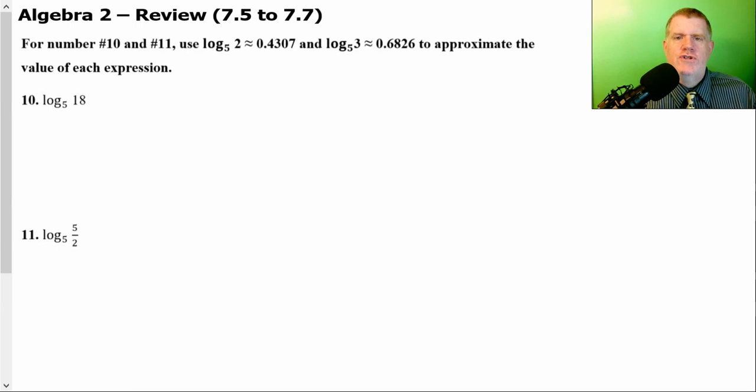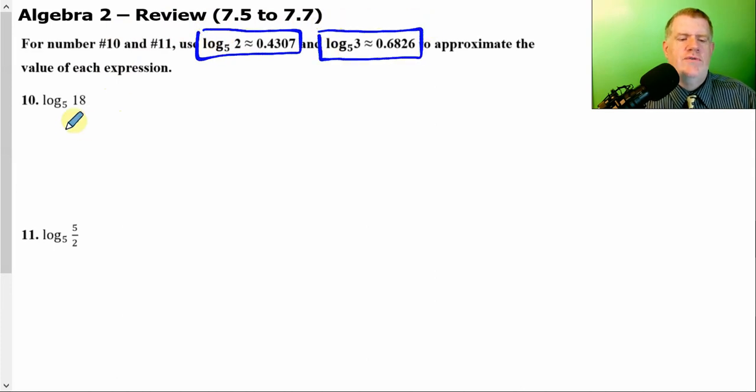Alright, that ended the multiple choice part. Now we've got free responses. So I'm given these two pieces of information, which I must use to solve these problems. So here we go. How can I make 18 in terms of 2 and 3?